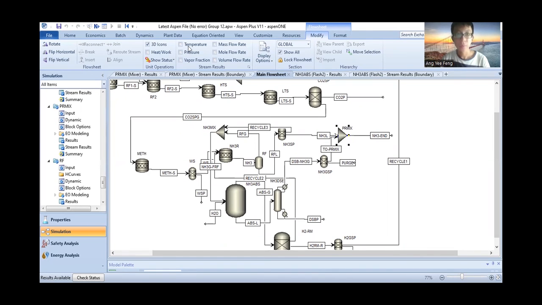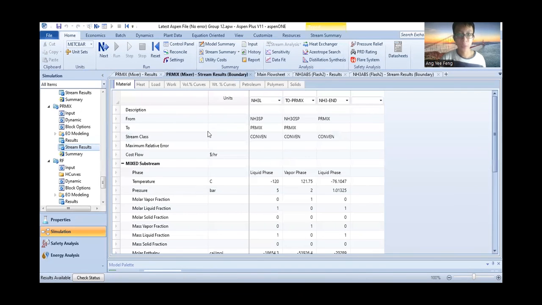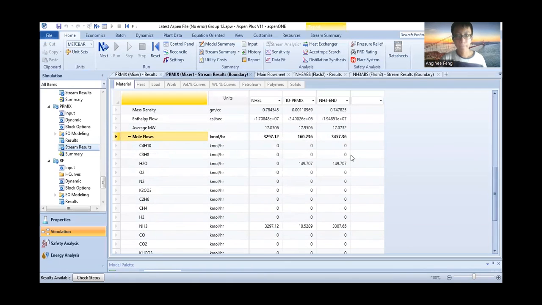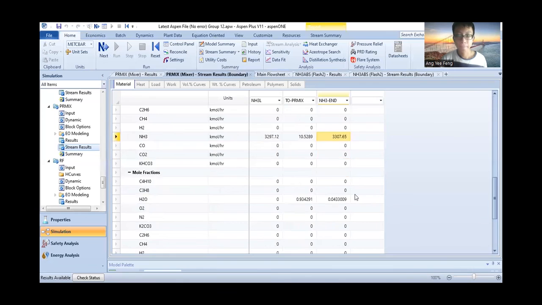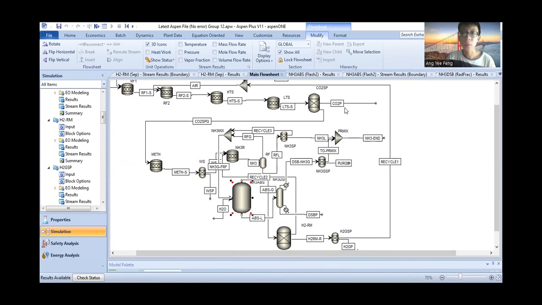For the final ammonia product, and the unit that combines the two phases of the ammonia stream, we have the ammonia product mixer at a condition of negative 76.1046 degrees Celsius and negative 1 bar. The ammonia we get is 3307.65 with a purity of 0.956699, which is above 0.95. So our goal is achieved. That's all from our group. Thank you for listening.